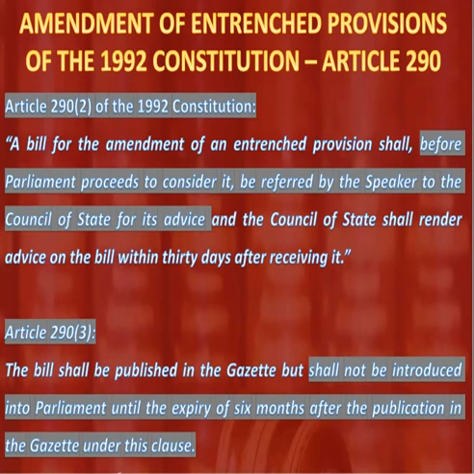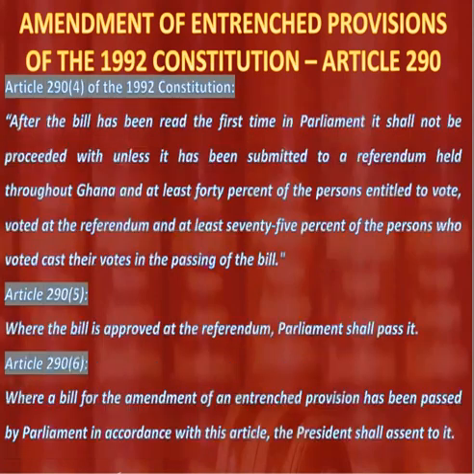Now, when the 6 months expires, what is the next thing that has to be done? Our answer is under Article 290, Clause 4 of the Constitution. And this is what it says. That after the bill has been read the first time in Parliament, it shall not be proceeded with further unless it has been submitted to a referendum held throughout Ghana and at least 40% of the persons entitled to vote voted at the referendum, and at least 75% of the persons who voted cast their votes in favor of the passing of the bill.